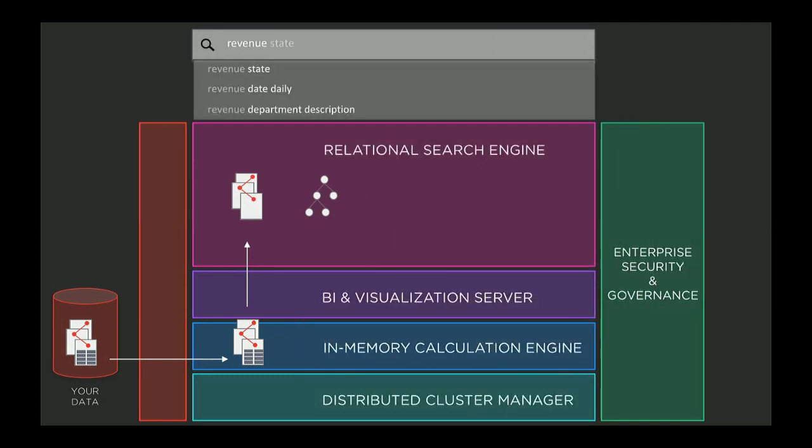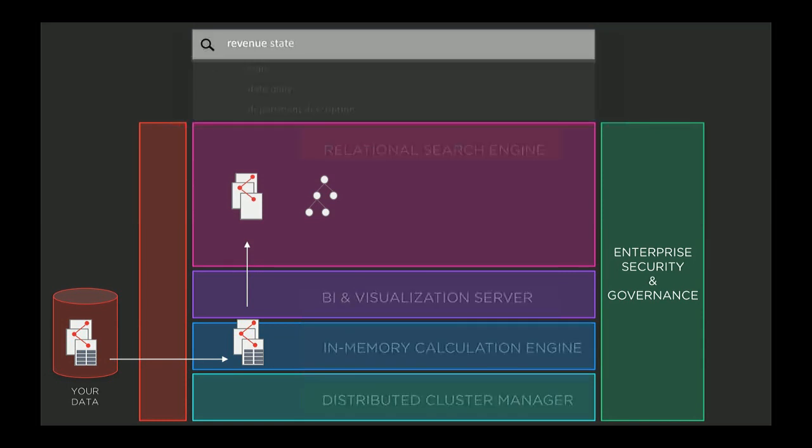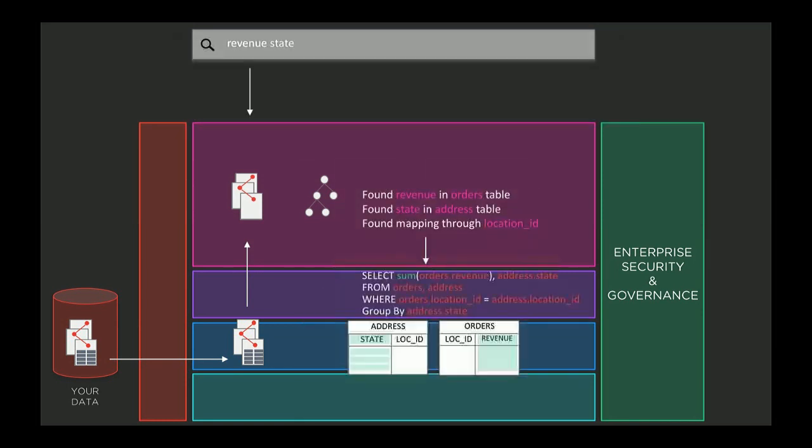Now, let's say you want to ask another question and understand revenue by state. Again, the search suggestions provide relevant search queries that you may be interested in, and you may just want to ask that first question, revenue state.